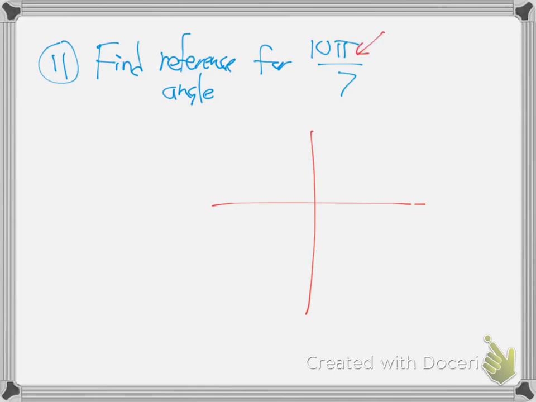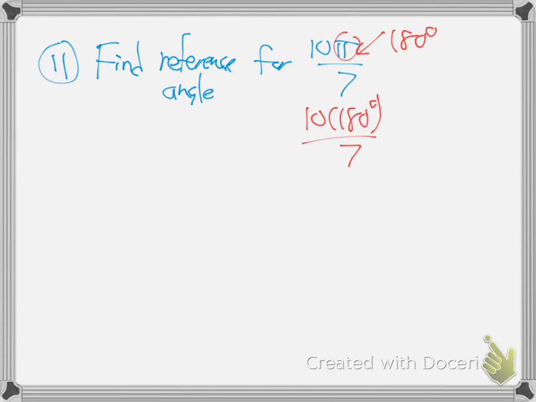So just pop in a 180 for pi, right? Pi is 180. Just pop in a 180. So then you get 10 times 180, right? Pi 180, that's always the bridge, right, between the two worlds. 10 times 180 over 7. 257, whatever, blah, blah, degrees. So it's about 257 degrees.